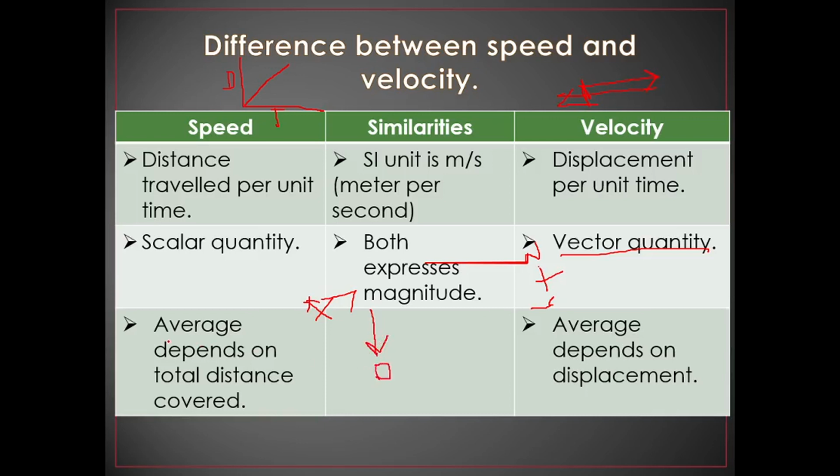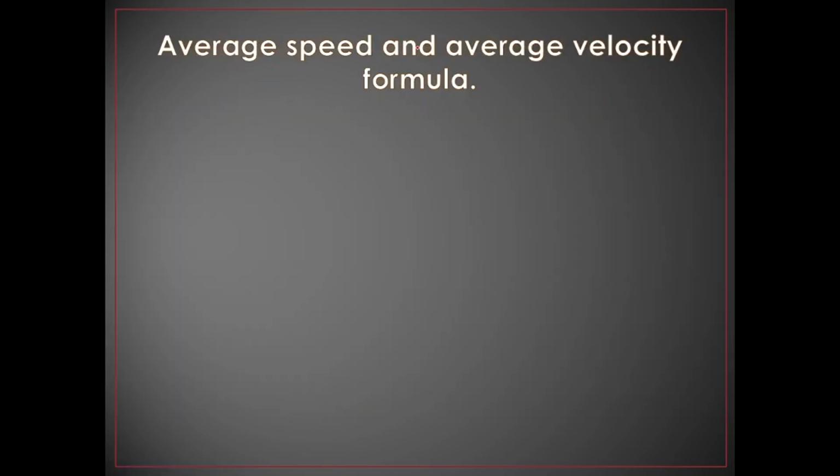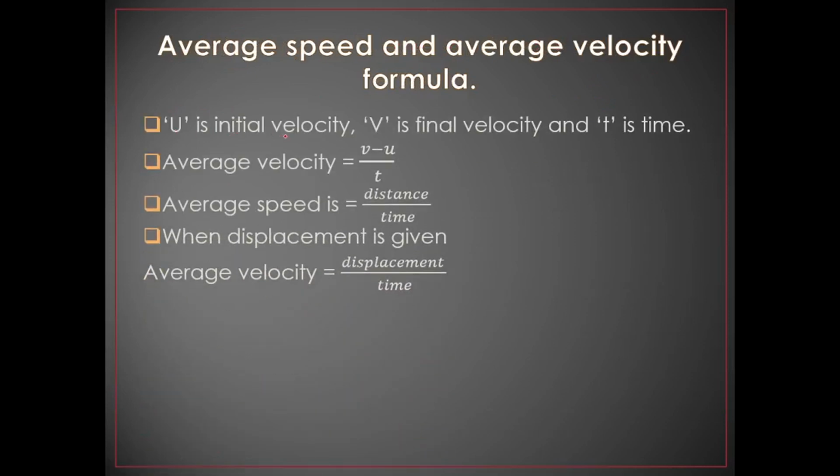Average speed depends on the total distance covered and time, and average velocity depends on displacement. Now the average speed and average velocity formulas. See, u is initial velocity, v is final velocity, and t is time taken. Average velocity is v minus u by t, so final velocity minus initial velocity by time.